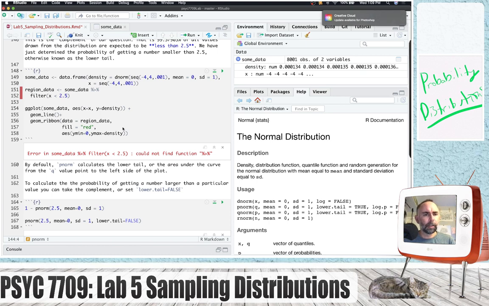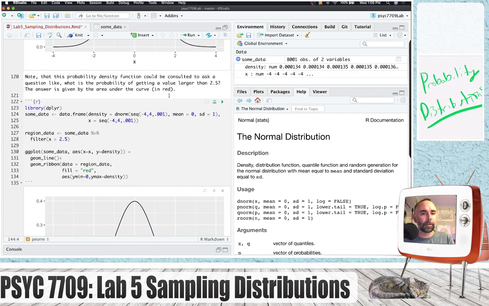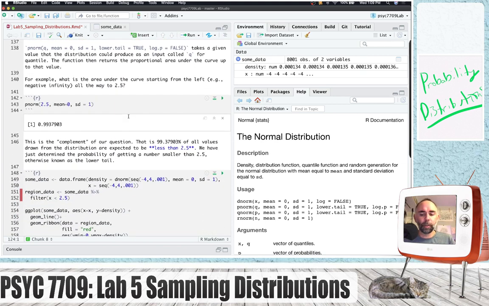One second. I'm not sure why I'm getting the error here. I think I didn't load dplyr previously. Is that true? Let's try it again.